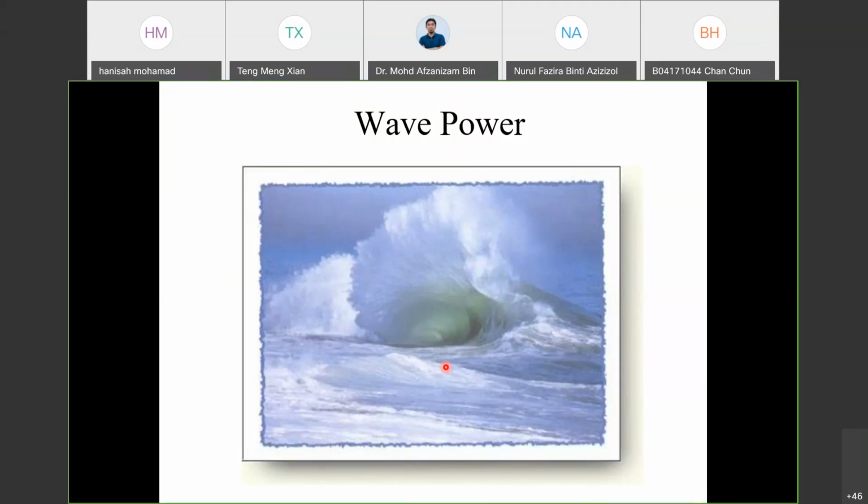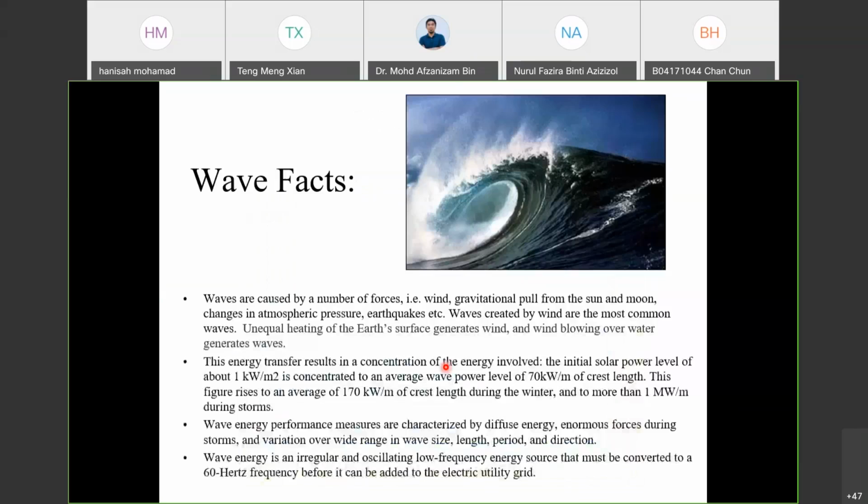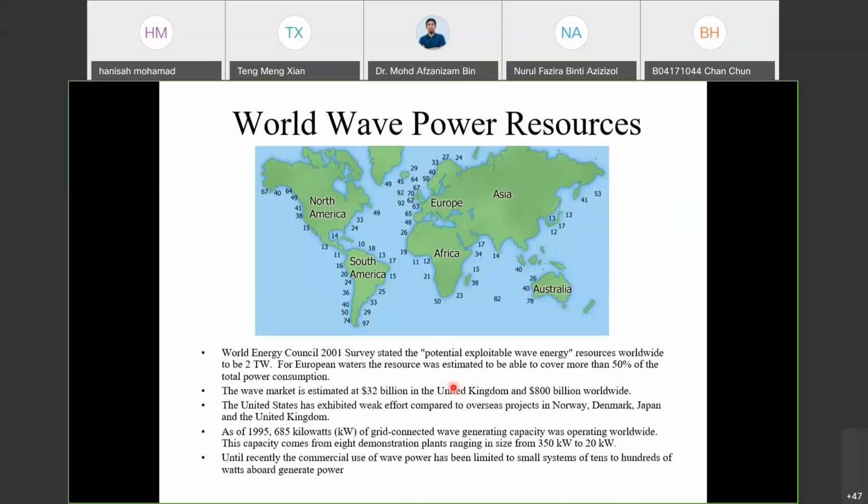Okay, wave power. So those who play with what we call ski may love the wave power. I think this one you can read on your own. So I just want to mention the world wave power resource. Maybe you can zoom in to our country.